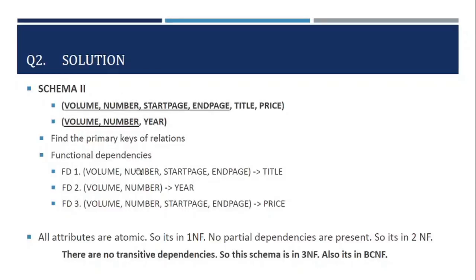So, consider the first functional dependency. We have volume, number, start page, end page determining title. This can be checked in the first relation. What about the second functional dependency? Volume, number gives year. This can be checked in the second table. And the third one, volume, number, start page, end page determining price, can be checked in the first table again. So this decomposition is preserving functional dependencies. All the functional dependencies we are able to check.